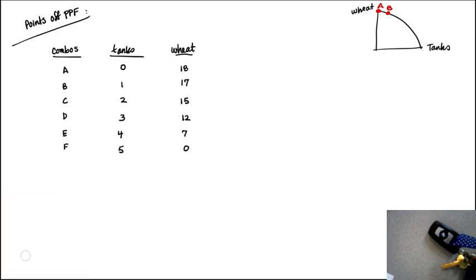So, where's point F, everybody? Yeah, along the x-axis, right? So this is F. So we have basically A, B, C, D, E, and F, right? All I've done is I've taken that PPF and made it into a table. Nothing different about it, okay? Well, now let's take a look at opportunity cost. So let's create a column so that we can calculate opportunity cost. But what would make most sense? Should we be calculating the opportunity cost of tanks or of wheat?